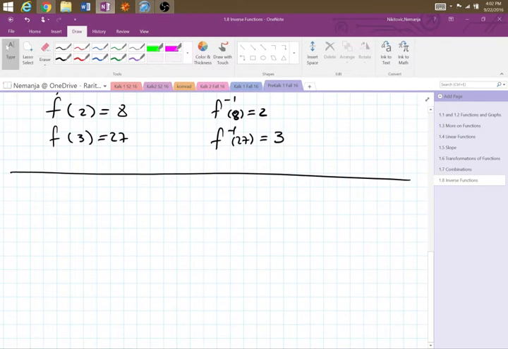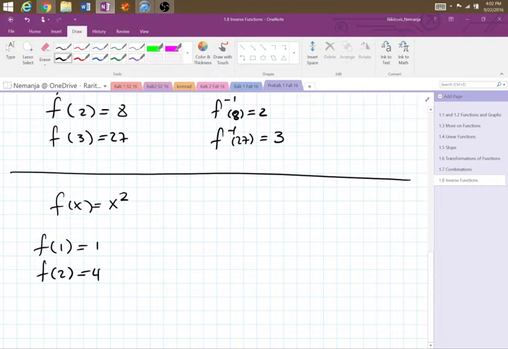Next one. f of x equals x squared. f of 1 is 1. f of 2 is 4. f of 3 is 9. Do we have an inverse function for this one?